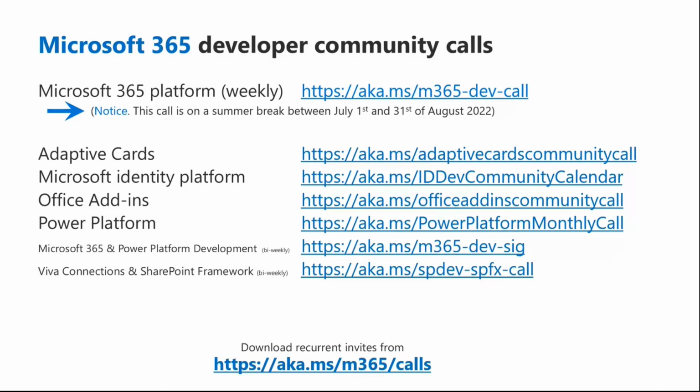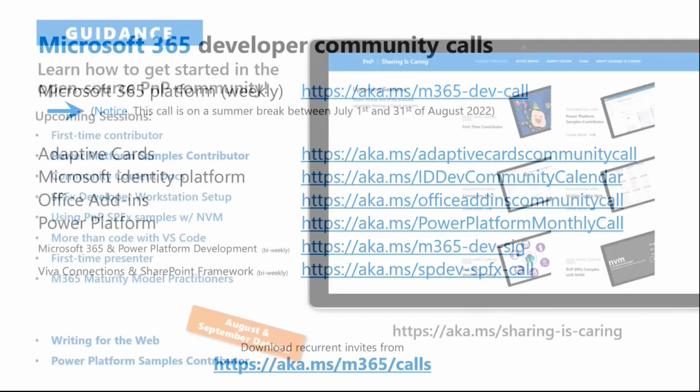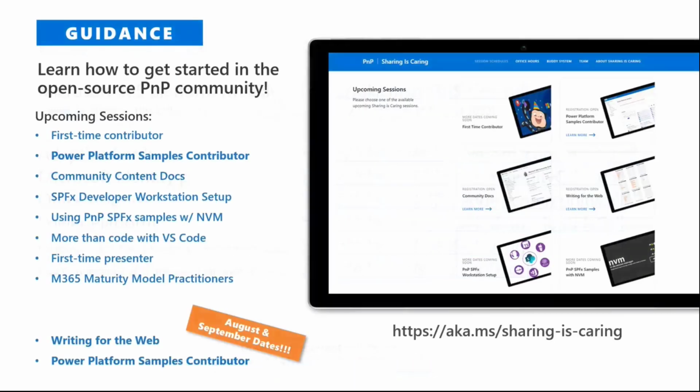We've got a host of other calls as well: adaptive cards, Microsoft Identity Platform, Office add-ins, Power Platform, which is a monthly call occurring in 2 weeks, and then, of course, the bi-weekly calls that you're part of right now. Microsoft 365 and Power Platform Development, which you're on today, and Viva Connections and SharePoint Framework, which will be next week at this exact same time. They are bi-weekly. You can access all of these calls at aka.ms/m365/calls.